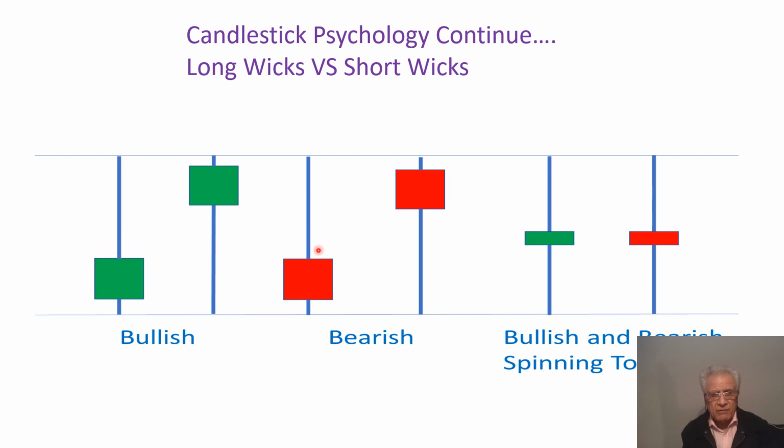Same thing as here. The sellers push the price down all the way here, past the open price, and it closes here, and resulted in a long upper shadow.